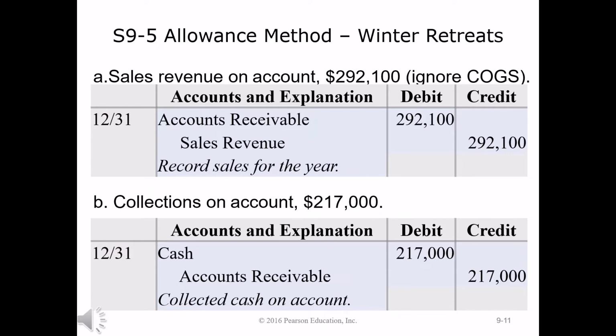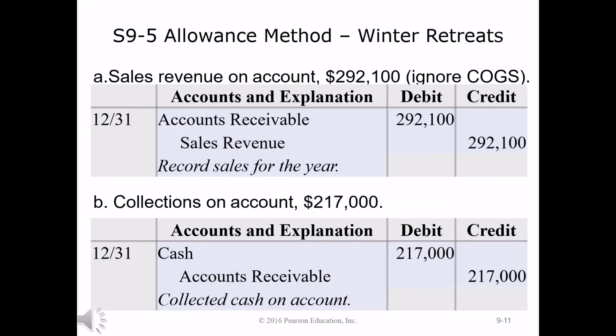Before we dig into either one of these methods for calculating the allowance for bad debts, let's look at a big overview of how the allowance method works. We're going to look at a company called Winter Retreats and the journal entries that would be posted to record a full year's worth of activity. The first transaction is for sales revenue on account of $292,100. We're going to ignore the cost of goods sold journal entry that would normally also be posted with this. So we have an accounts receivable debit and a sales revenue credit.